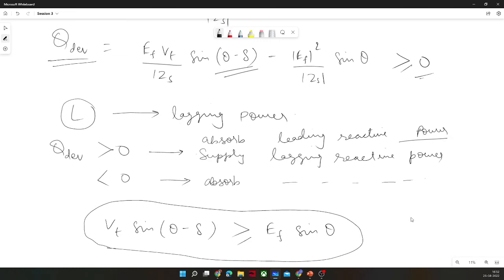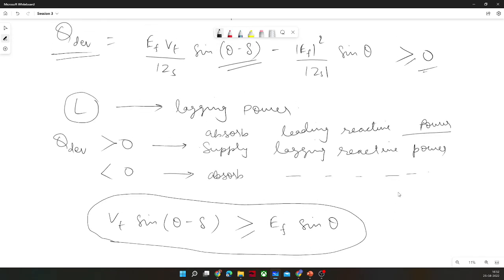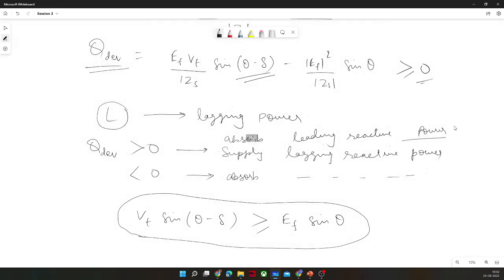You cannot directly see and say that from higher delta to lower delta, it would be supplying lagging or leading reactive power. So are you able to get this concept? Yes, sir. Now clear, sir. Yeah, thanks a lot. So any doubt in this topic? I guess I have covered almost everything.